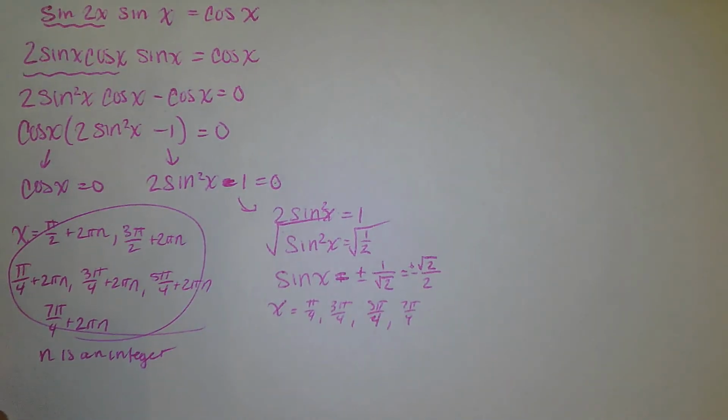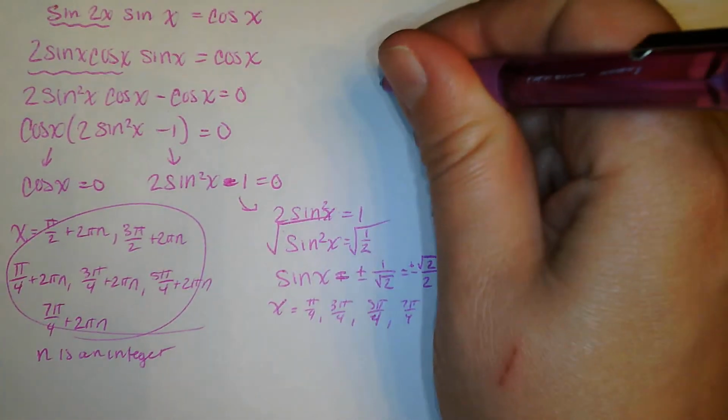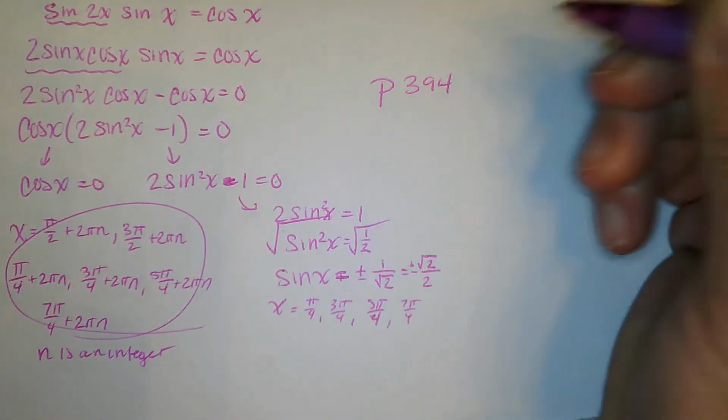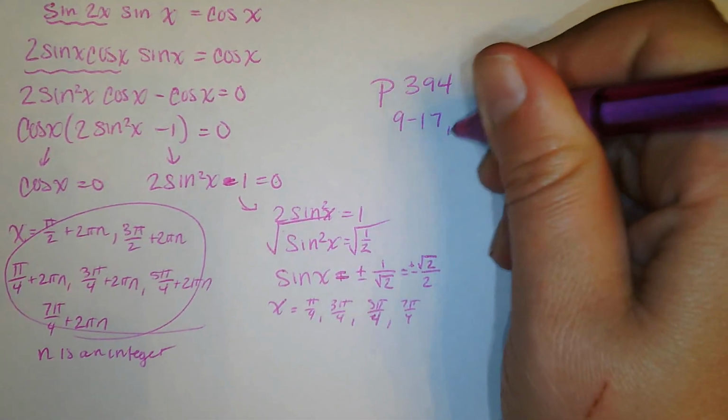Oh, bad circle. All right, so like I said, here's just a few more formulas, and you're just going to use them as a tool in order to solve equations. I have 5 equations for you. That would be page 394, 9 through 17, odd.